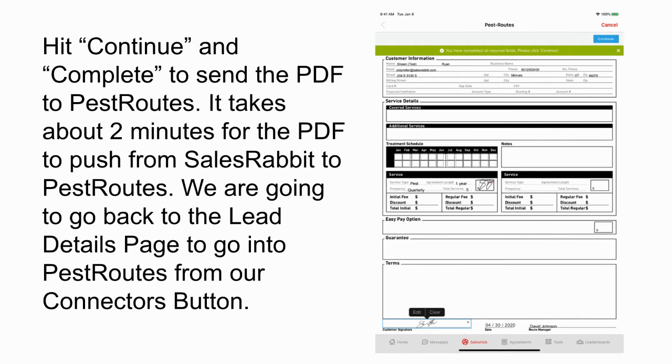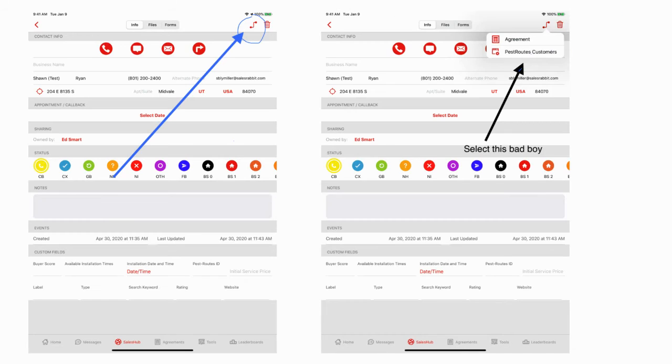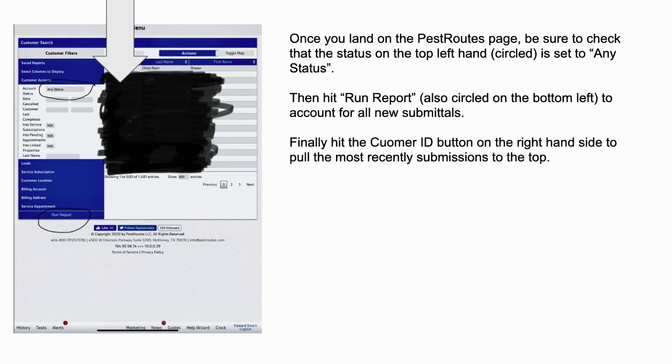What SalesRabbit is doing is passing the information. It's creating the lead record within PestRoutes, attaching the PDF to that lead record within PestRoutes, and that's all within about 2 minutes. Now, from there, you'll come back to either the info page or even the forms page to hit the connector button within SalesRabbit, because what we're going to do is go and find that lead record we just created or updated within PestRoutes, and we're going to connect with PestRoutes through our connector piece. So you'll click on that PestRoutes customers.